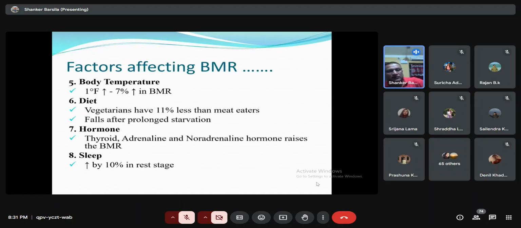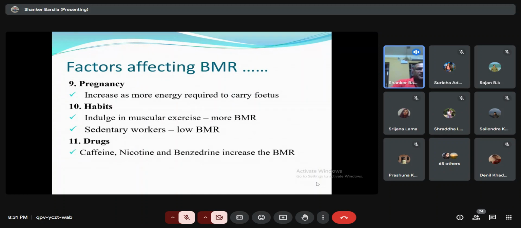Then there are also other factors, like hormonal reasons, for increasing or decreasing BMR. If a man is suffering from thyroidism, adrenaline and noradrenaline hormones raise the BMR. And sleep increases the BMR by 10% at rest. Okay, then next is pregnancy.